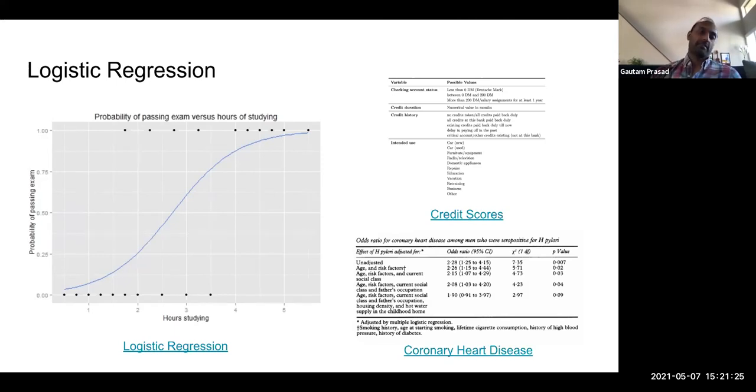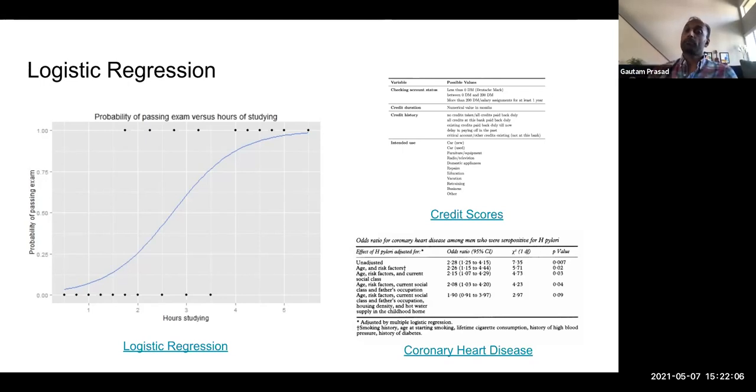For example, in this setup on the left, we're looking at the hours of studying versus the probability of passing an exam. You can see basically this is some kind of nonlinear relationship showing that the more hours you study, the higher your probability of passing the exam. These types of techniques are used for calculating credit scores or even your risk for a lot of diseases. What's nice about this is it's very scalable, and in some ways, it's very easy to understand the inputs and how they're used in your outputs.